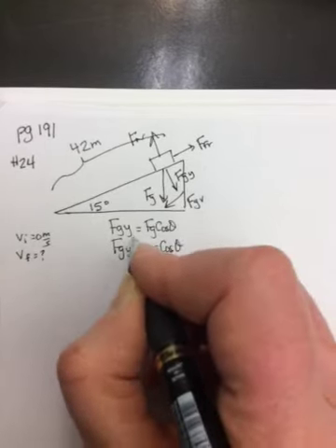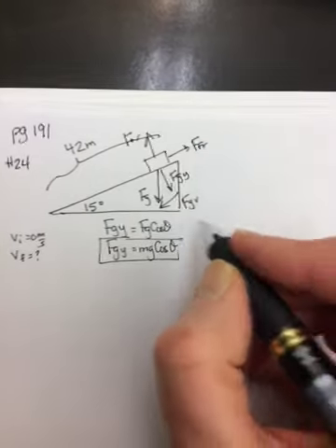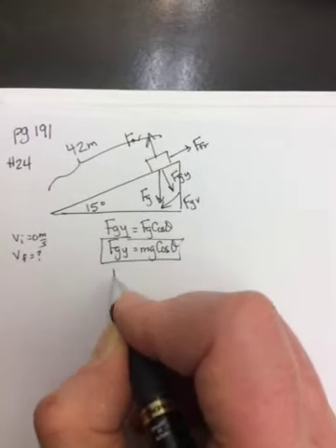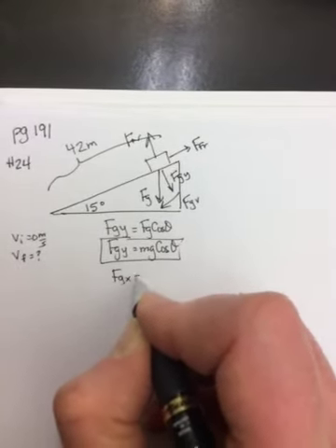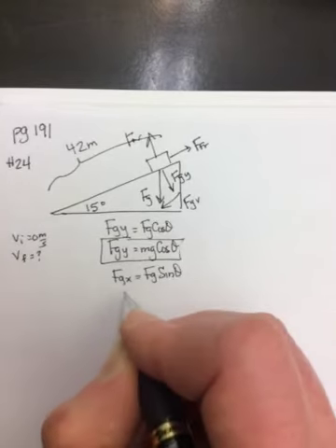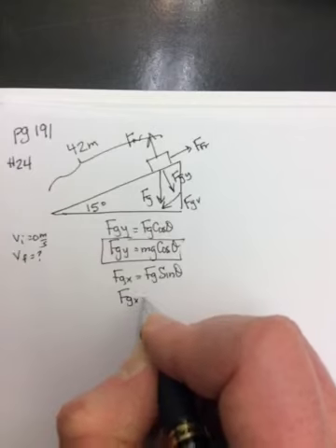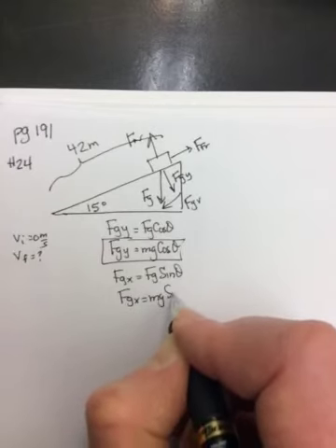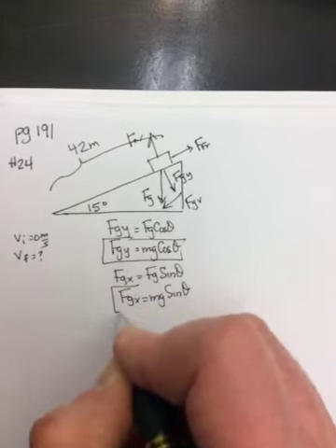I wouldn't find the value if I were you. I'd leave it like that. And FGX should be FG sine theta. It's the opposite side. So FGX should be equal to MG sine theta. And again, I wouldn't find the value.